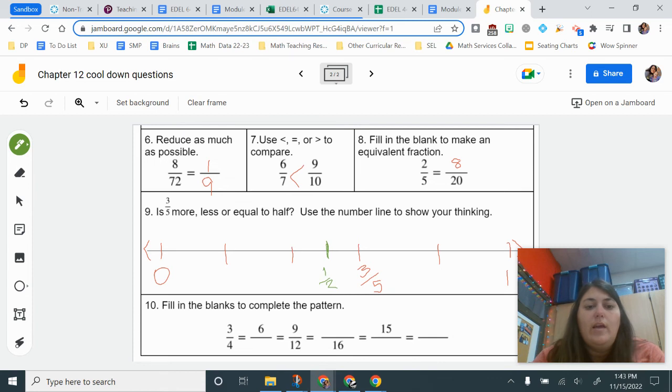All right, and then number 10, fill in the blanks to complete the pattern. So the top, it looks like, is counting by 3s. So 12, 15, 18. And the bottom is counting by fours. So we're adding 4 each time. Let me make that an 8, 12, 16, and then 20, and then 24. So here we're at the bottom, we're multiplying by 4, or adding a 4 each time, and the top we're adding a 3 each time.